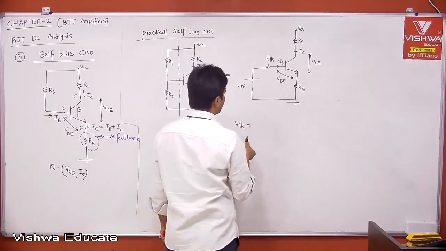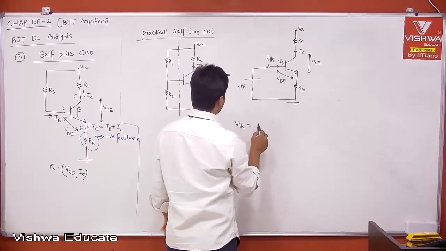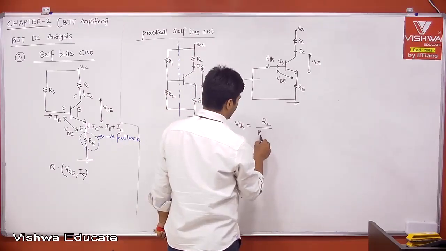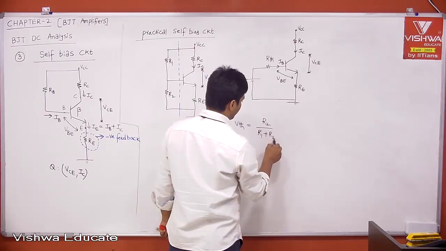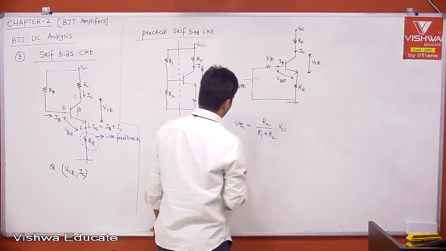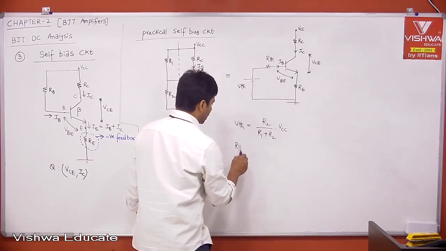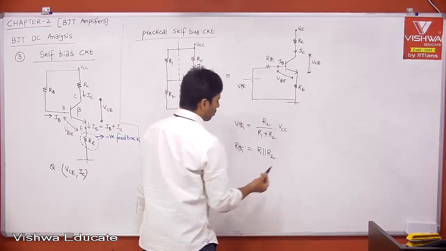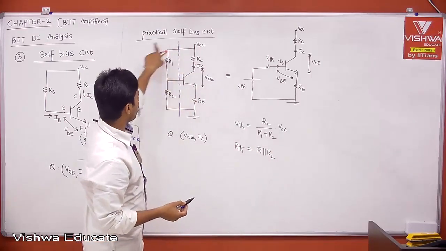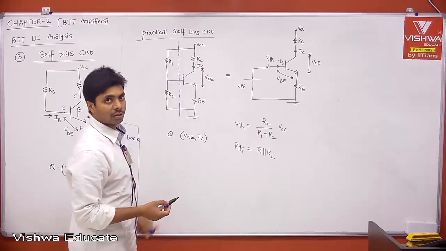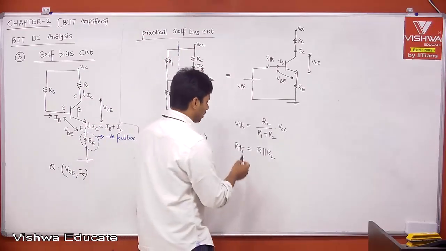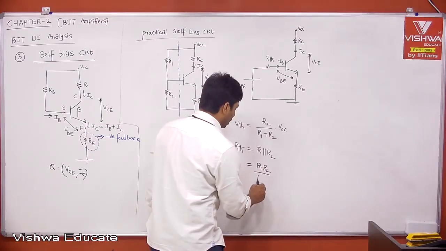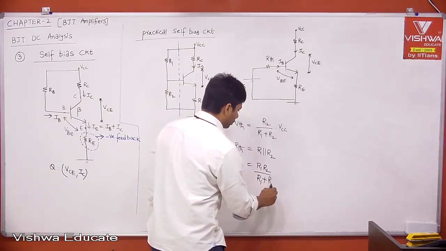Therefore if you make it like this, then what is VThevenin? VThevenin is equal to R2 divided by R1 plus R2, into VCC. Then what is RThevenin? RThevenin is equal to R1 in parallel with R2. Why? Because for RThevenin we have to short VCC to ground, then R1 is in parallel to R2. Your methodology of VThevenin and RThevenin gives RThevenin as R1 R2 divided by R1 plus R2.